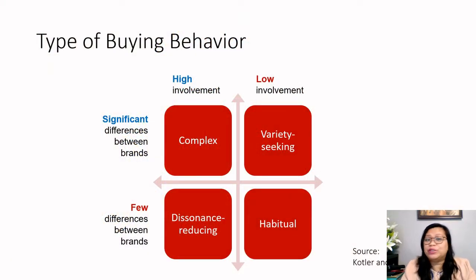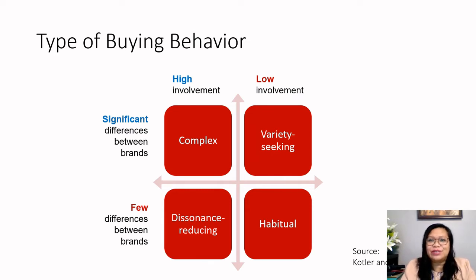Buying behavior differs greatly between a tube of toothpaste, an iPhone, a house, a car, or maybe choosing a school, and many other types of products and services. According to Kotler and Armstrong, there are four distinct types of buying behavior: the complex, the variety-seeking, the dissonance-reducing, and the habitual buying behavior.